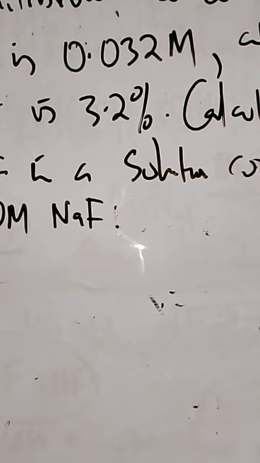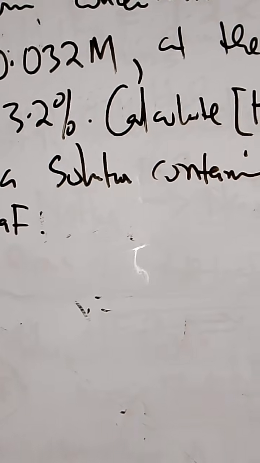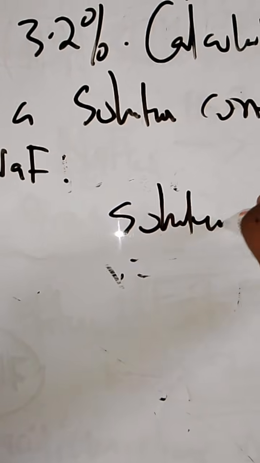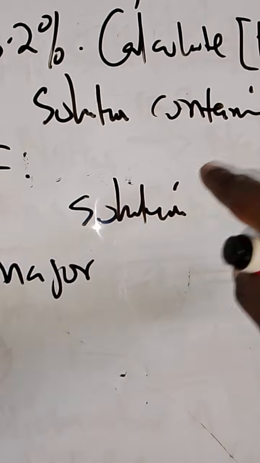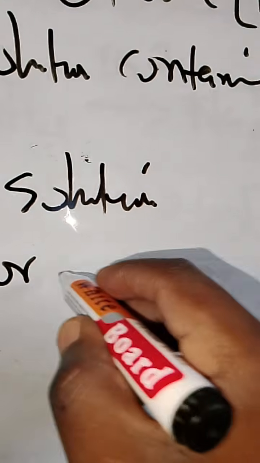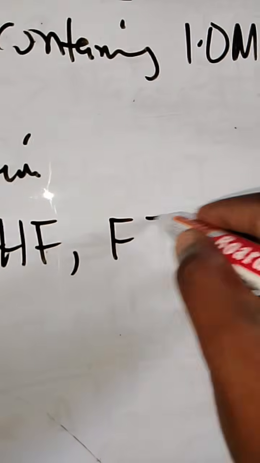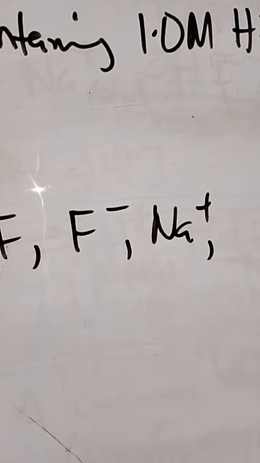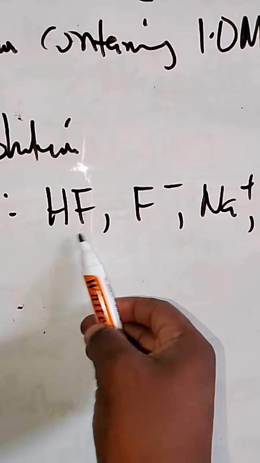Okay, so now let's calculate the percent dissociation when it is now mixed with sodium fluoride, a salt. To solve this question, we can look at the major species in solution when the two are mixed. The major species in solution are hydrofluoric acid, fluoride ion, sodium ion, and water. This one is a weak acid. It partially dissociates in solution.